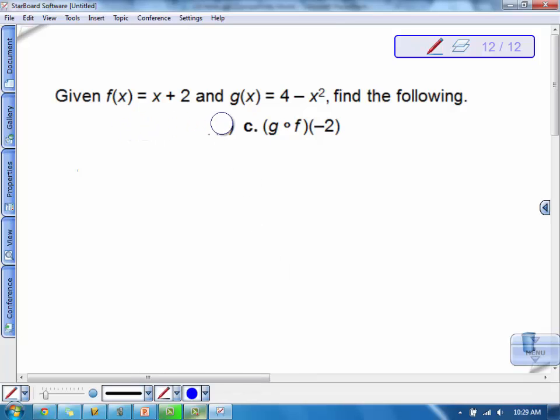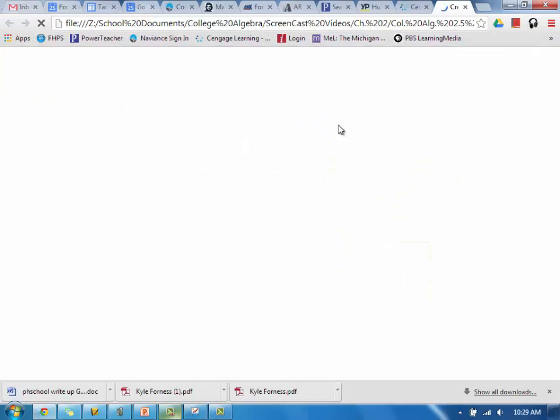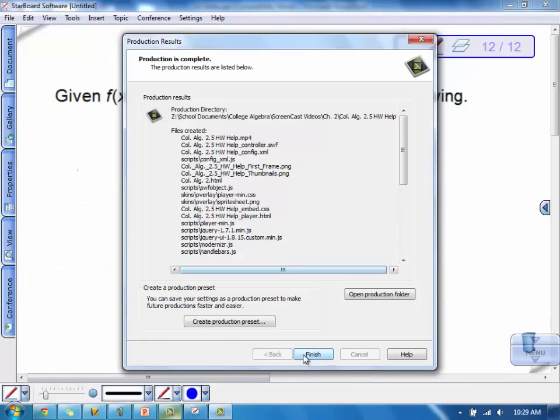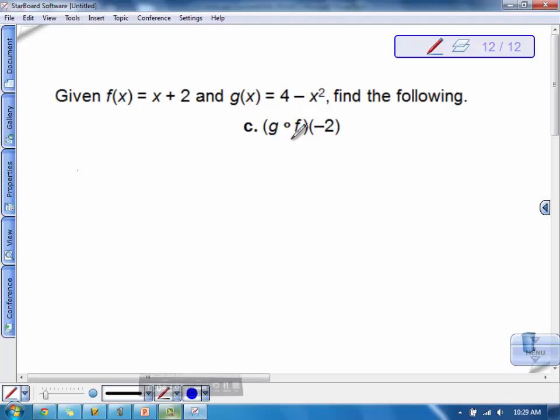Let's try one more then. Let's try c. C wants us to do g of f of, and now it gives us an actual number here. So to do that, I would take negative 2 down. I'm going to rewrite this. So g of f of negative 2 can be rewritten like this. G of f of negative 2.